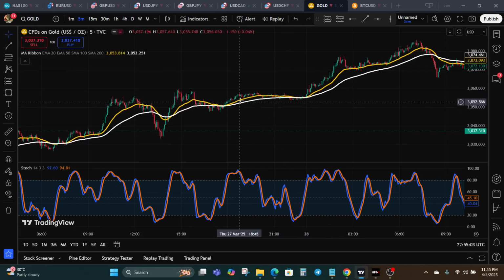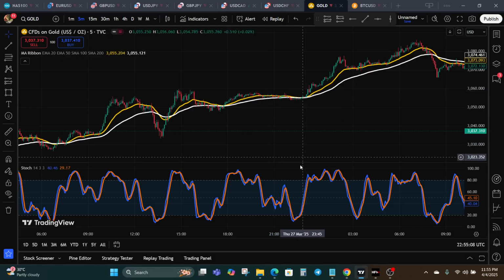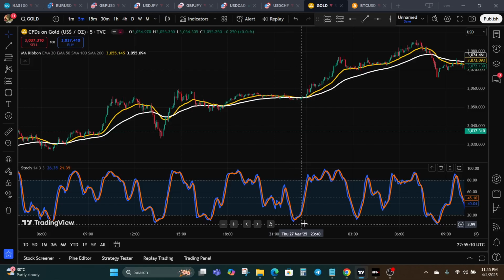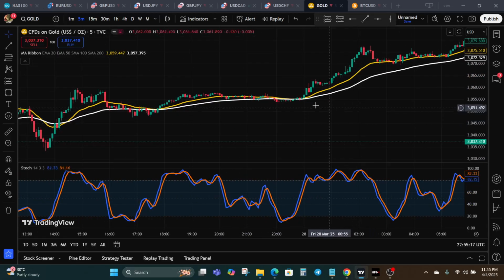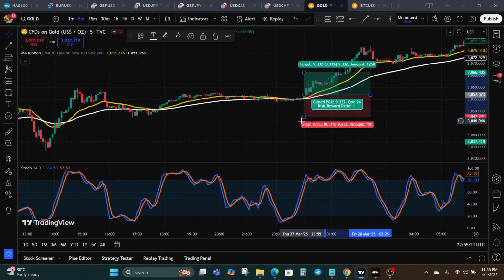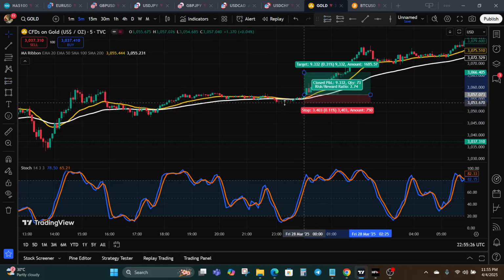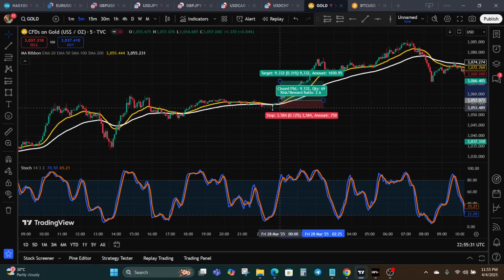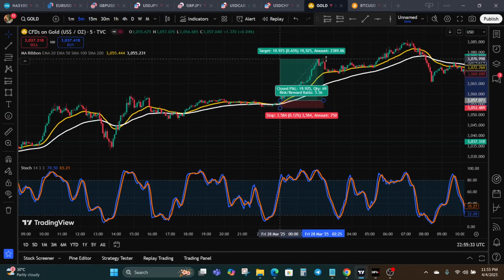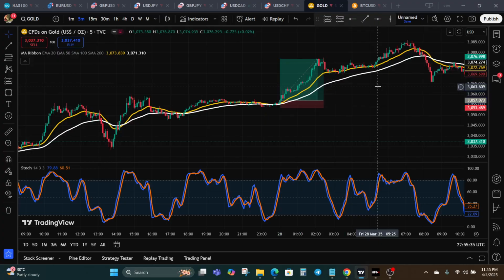The price will be above the 20 and 50 EMA. There's going to be a pullback to the 20 EMA. Stochastic must be in oversold territory below 20 and crossing upward. Then you can enter the trade once you get a bullish candle forming around that moving average zone, confirming the bounce. So you can enter your buy trade, set stop loss below the previous swing low. Take profit can be around resistance zones.